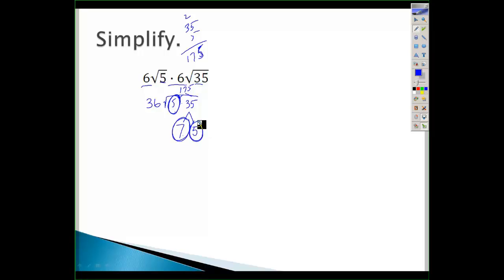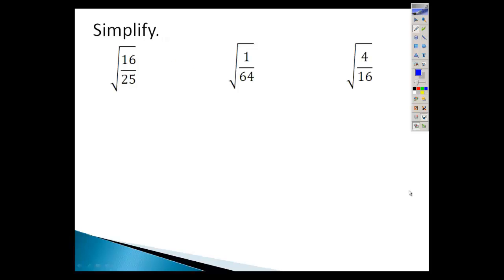So I know now I have a 5 and a 5. This 36 is already out there. I'm crossing out my two 5s and pulling that out. And on the inside, I still have a 7 left. 36 times 5 is 180. So I have 180 times the square root of 7. If you didn't get that little trick, that's all right. You can do it the long way. That's fine too. I just thought I'd show you that.